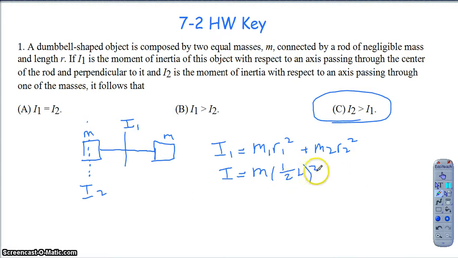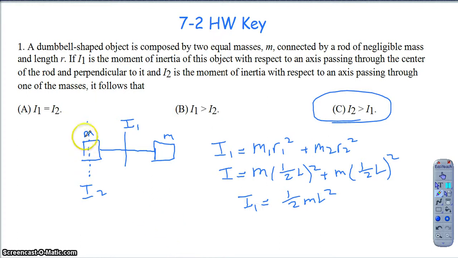So I'd have m times half the length squared plus another m times the second mass would also be half the length away. So I'd have that squared as well. So obviously when I square this, I end up with 1/4 mL² and then 1/4 mL². So in total, the two 1/4s add up to be 1/2 mL². Right? So that's what I end up with for I1.